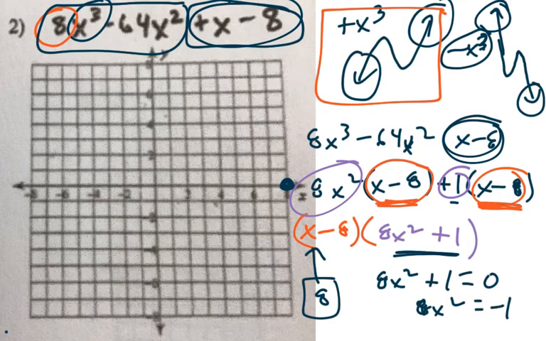8x squared is supposed to equal negative 1, which can't really happen in the real world. We have right here, guys, 2 complex or i numbers, right? So I only have 1 real root and 2 complex roots. Now what am I going to do? Well, I have the one intercept, 8, which I already plotted. I don't have 2 other intercepts. And the reason why is because it's not going to cross. It's only going to cross at that one number, 8.